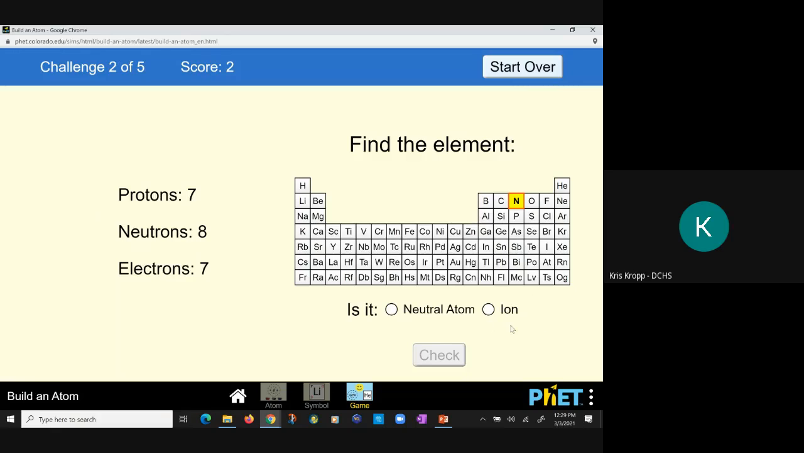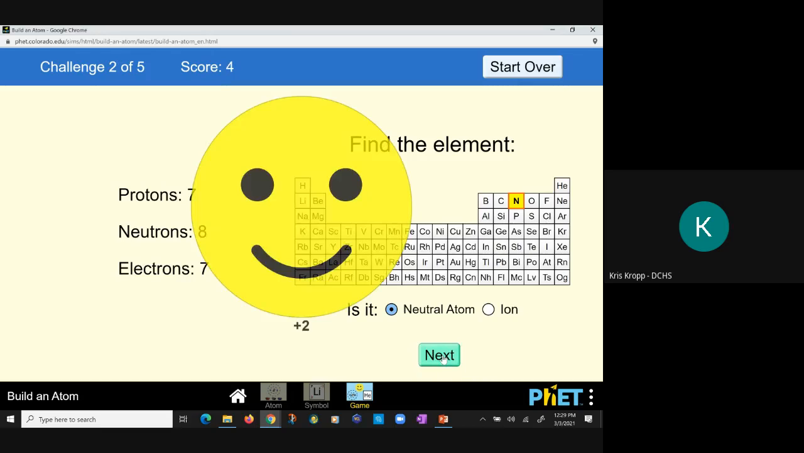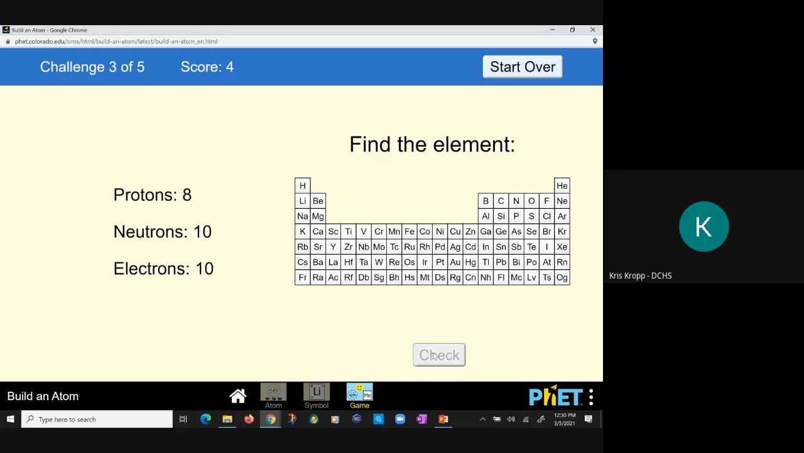All right, is this a neutral atom or an ion? Atom or ion? Oh, look at those responses. Yes, that's right, guys. Good job. It's a neutral atom. How do we know? Equal number of protons and electrons, right? Equal number of protons and electrons. Look at that smiley face. Good job. All right, so here's another one very similar to the one we just did. What element is this going to be?